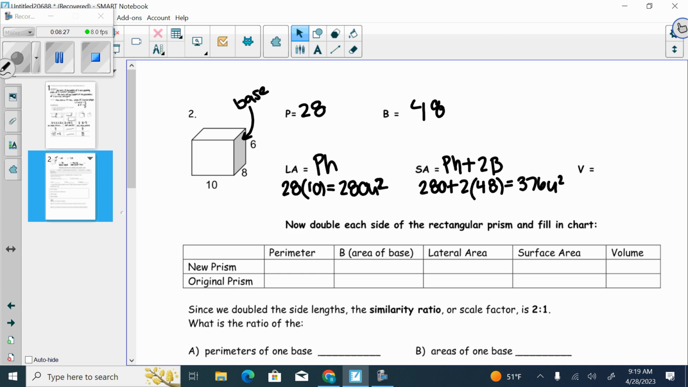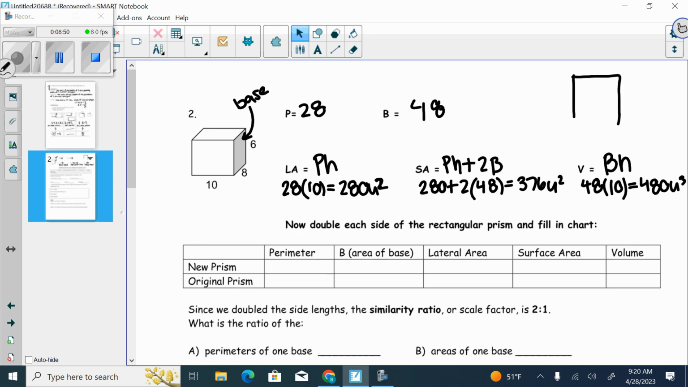All right, and then lastly, they want the volume, which is represented by base area times the height. Our base area is that 48, and we said our height was 10. So what's the volume? Good. All right.